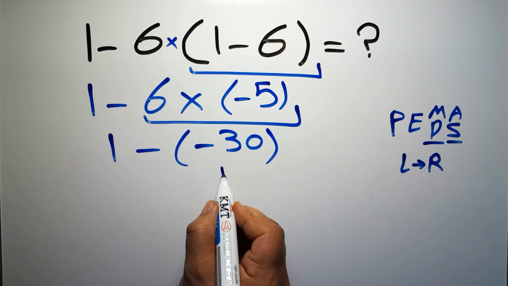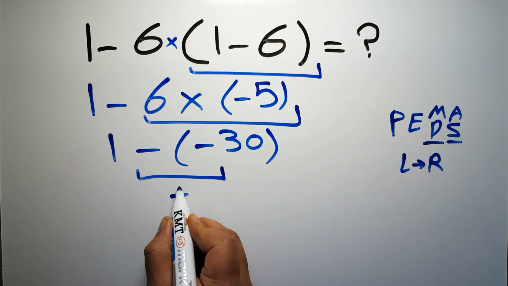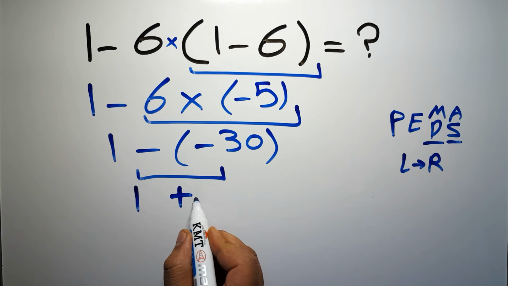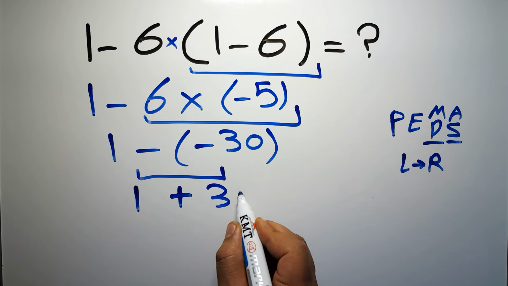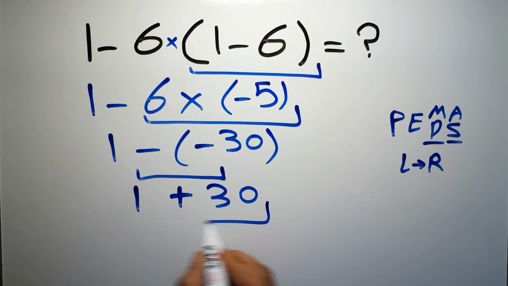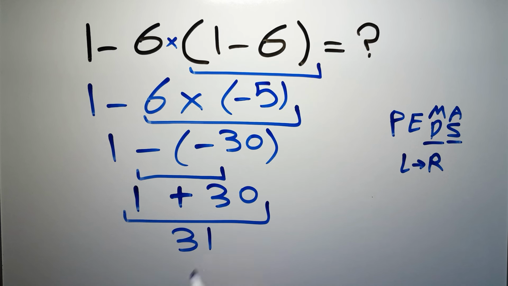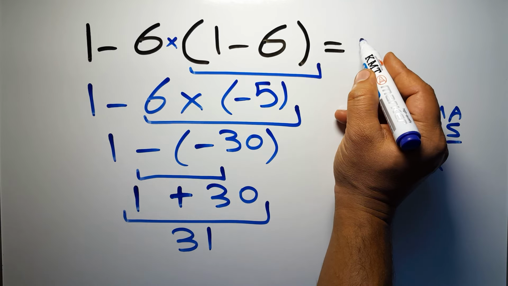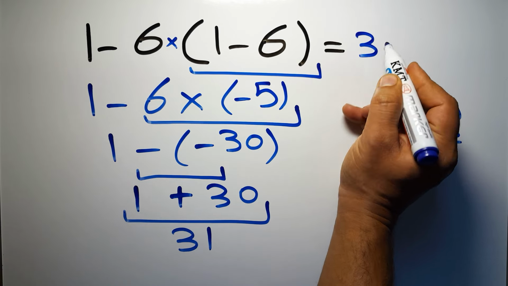Negative times negative gives us positive. Okay, so we have 1 plus 30, which equals 31. And this is our final answer to this problem. The correct answer is 31.